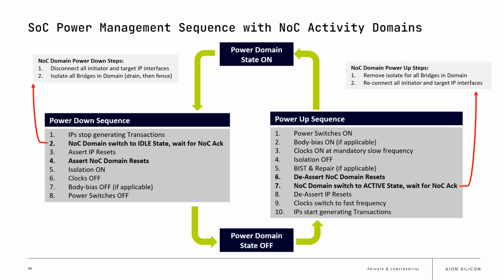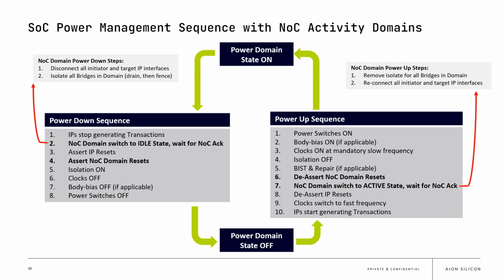On power management, so transitioning from power state on to power state off, a bunch of functions need to be performed, and the ones that are most relevant to the NoC for power down are step 2 and step 4, right? So for step 2, you have the power domain switch to idle state. And what does that do?